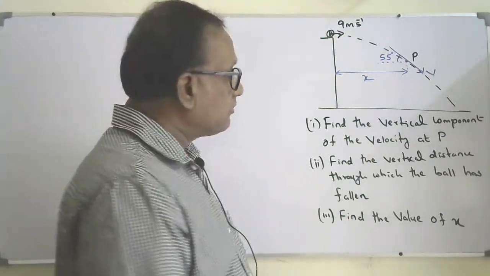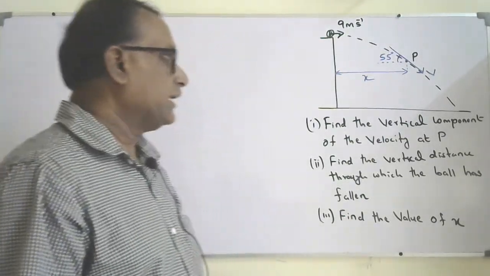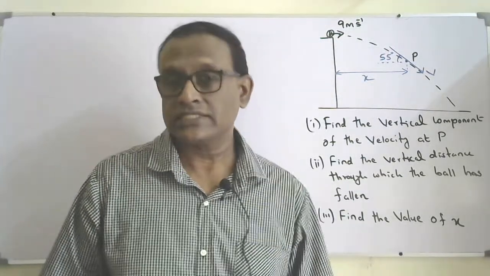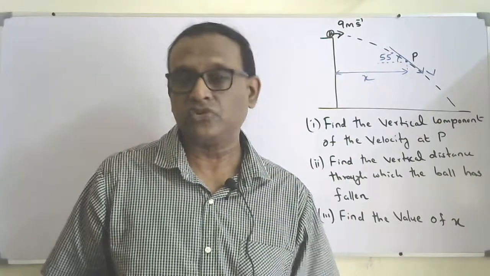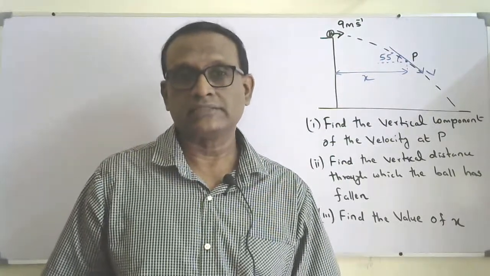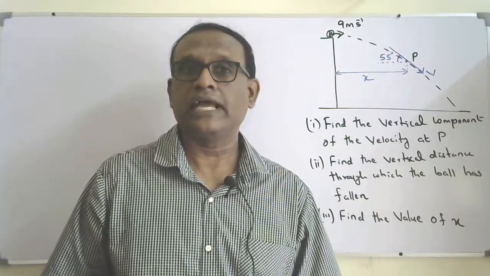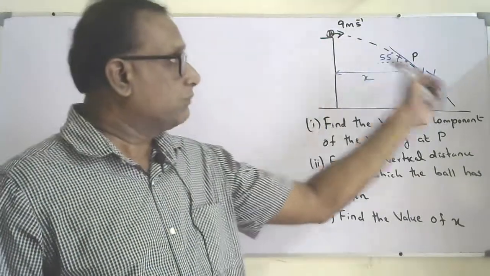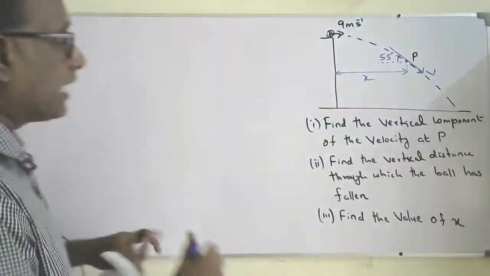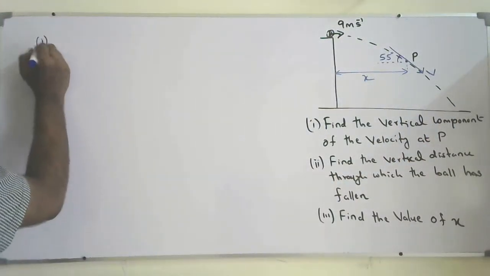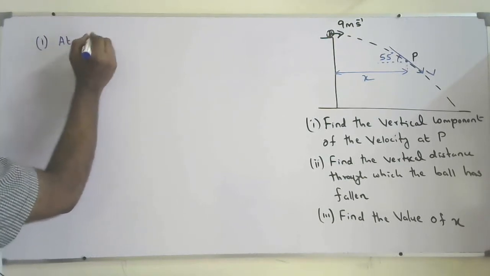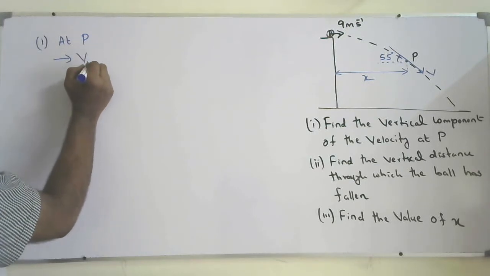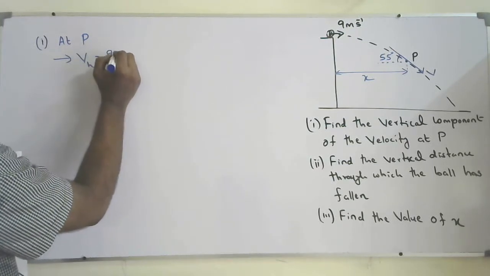Okay, so find the vertical component of the velocity at point P. We know that the horizontal component of the velocity is constant. Normally, we don't consider the drag force. So when we don't consider the drag force horizontally, we know there is no acceleration. So the horizontal component of the velocity will remain the same throughout the motion. So if I use that idea for the first part, I can say at P, the horizontal component of the velocity Vh is equal to 9 meter per second.